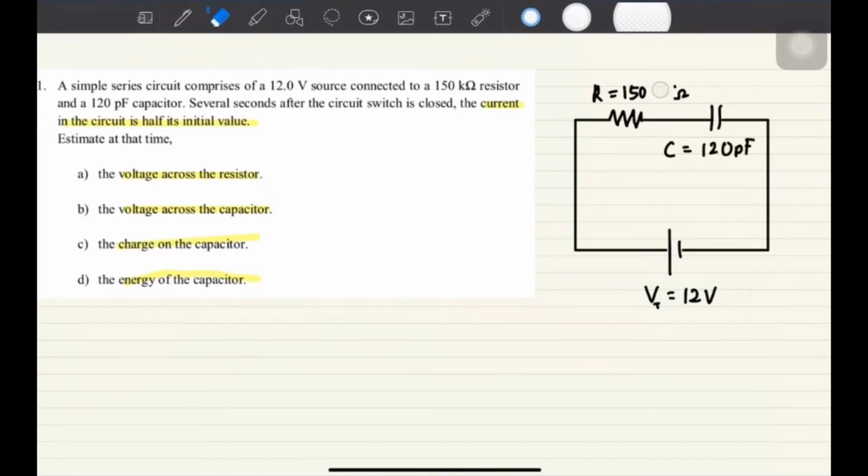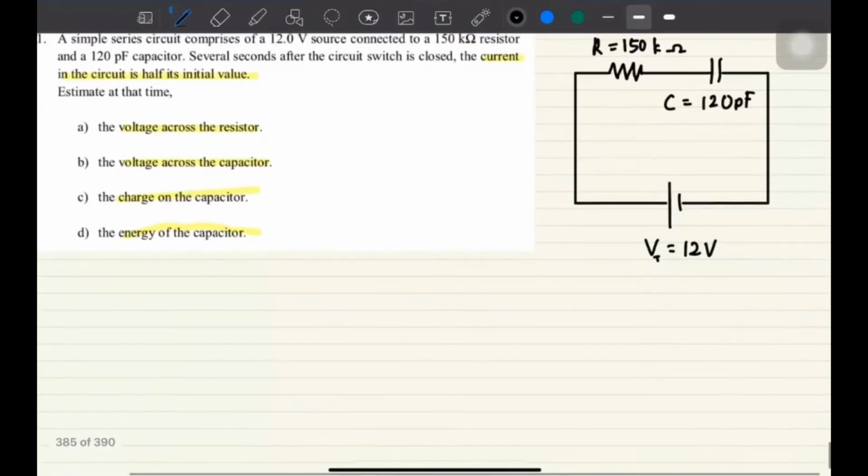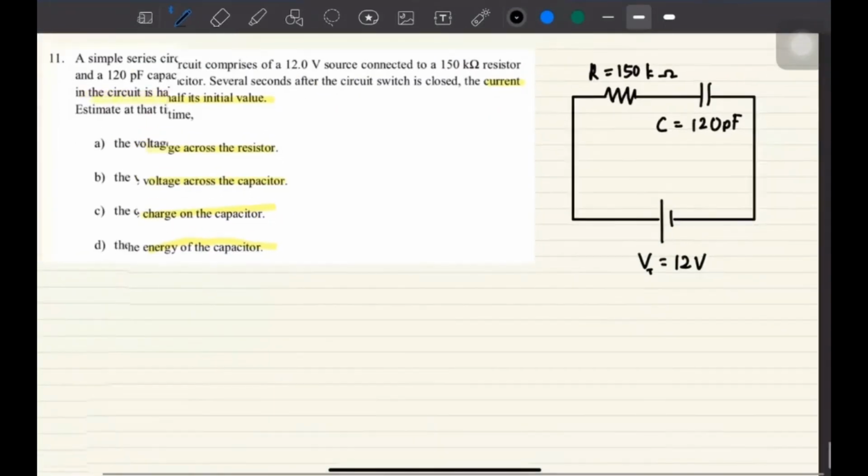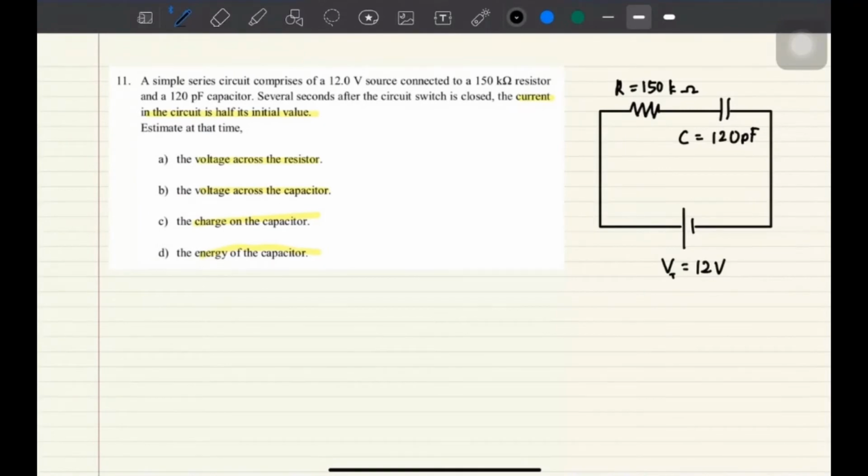Pandang dia dalam kilo ohm lah. Okay, dia kata several seconds after the circuit switch is closed, the current in the circuit is half its initial value. So I can say at t, dekat several second, the current in the circuit is half its initial value. So kamu tinggal I not over 2. I ni I dekat t lah, dekat several second.